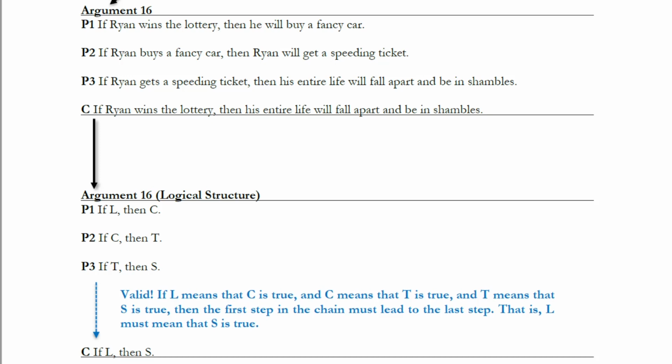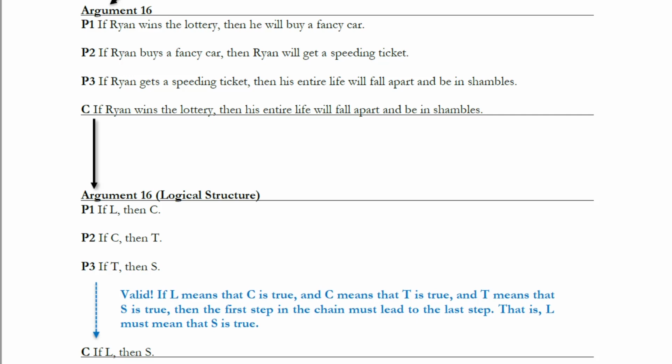Argument 16 reads the following. Premise 1. If Ryan wins the lottery, then he will buy a fancy car. Premise 2. If Ryan buys a fancy car, then Ryan will get a speeding ticket. Premise 3. If Ryan gets a speeding ticket, then his entire life will fall apart and be in shambles. So we conclude that if Ryan wins the lottery, then his entire life will fall apart and be in shambles.